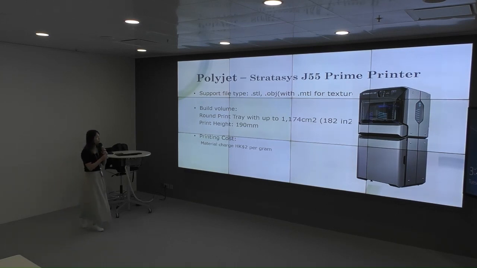So when you provide the file for these printouts, you have to associate it with another file, an .mtl file, for the texture. The .mtl file controls the texture of your 3D object. Or we have another file type, .vmf, which combines the texture and the structure of the 3D object to do the printing together. And this is the print volume of the J55, and the printing cost is $2 per gram, even lower than SLA.